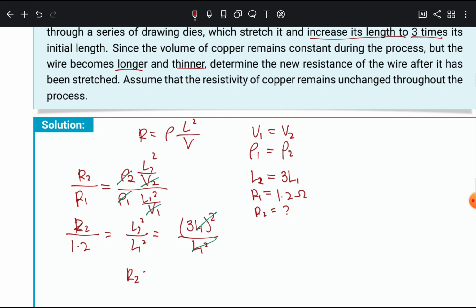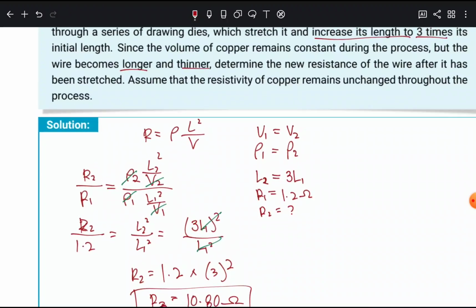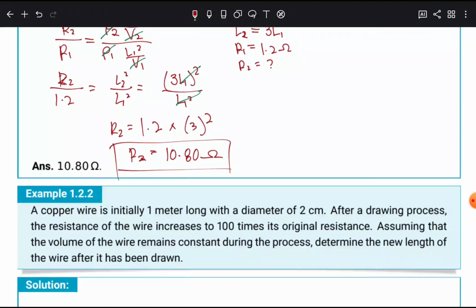So therefore, R2 will be equal to 1.2 times 3 squared, and the answer will be 10.8 ohms. So the new resistance is 10.8 ohms. So that's example number 1. Let's go to number 2.